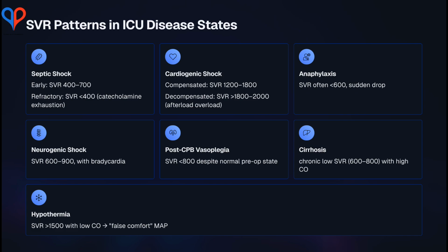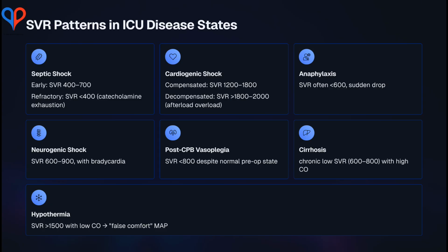Different ICU disease states have characteristic SVR patterns. In septic shock, early SVR values are often 400 to 700, falling below 400 in refractory vasoplegia. Cardiogenic shock may initially feature SVR of 1,200 to 1,800 as compensation, rising above 1,800 to 2,000 in decompensated states where afterload further strangles cardiac output. Anaphylaxis acutely drops SVR below 600.